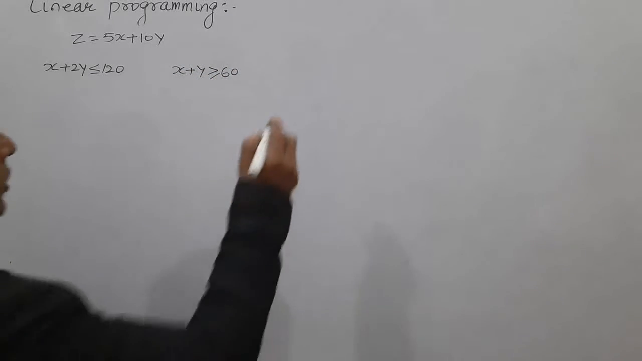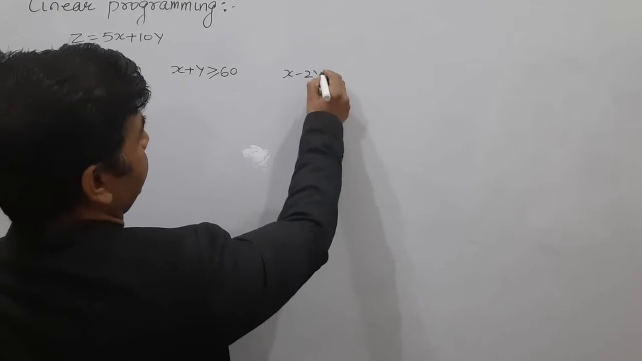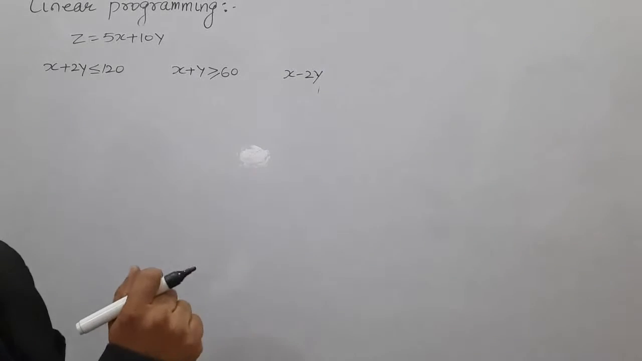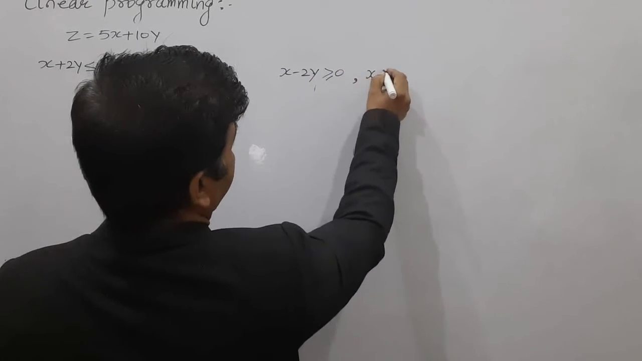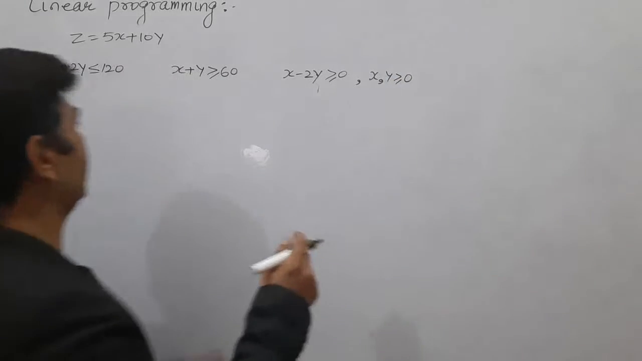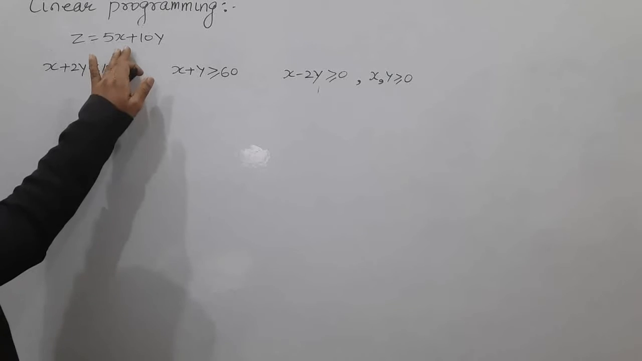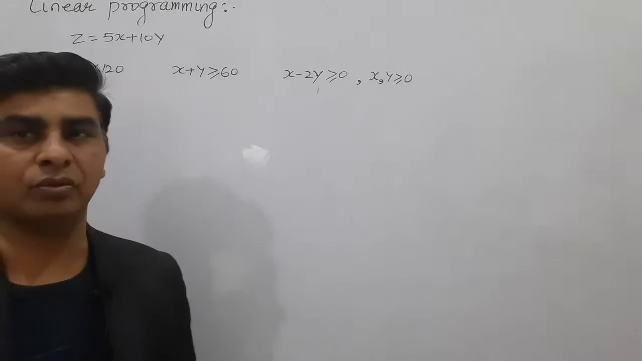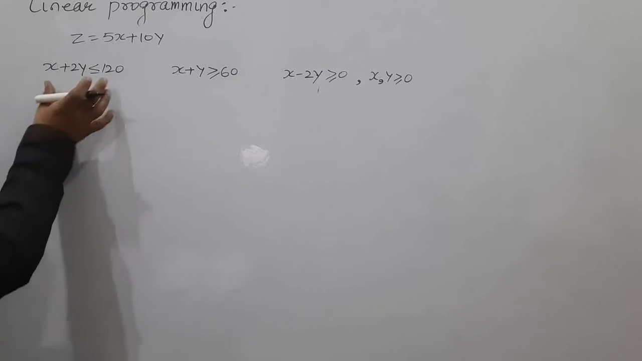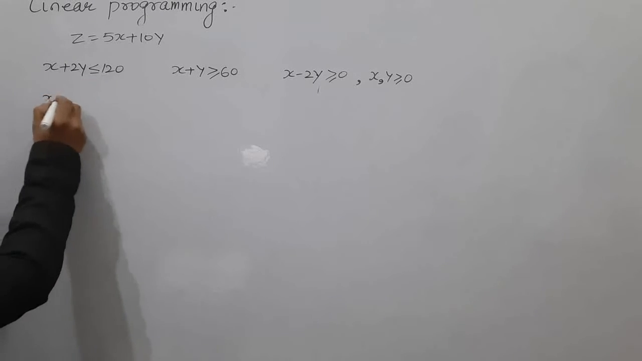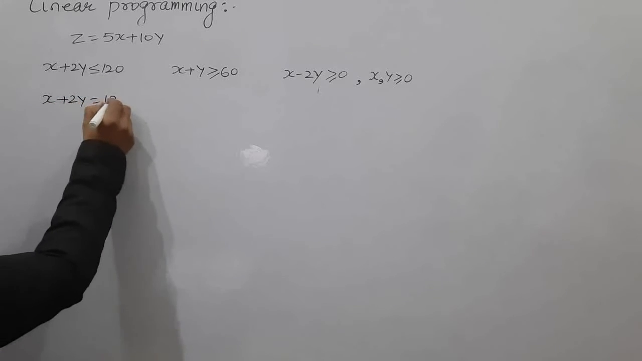Number 3 is x minus 2y greater than or equal to 0, and x comma y greater than or equal to 0. So 3 inequalities are given to you, and subject to these 3 inequalities we have to maximize this function z and minimize also. First of all, we have to use the 3 steps I told you in the last video. First, replace this inequality symbol by an equality symbol like this.